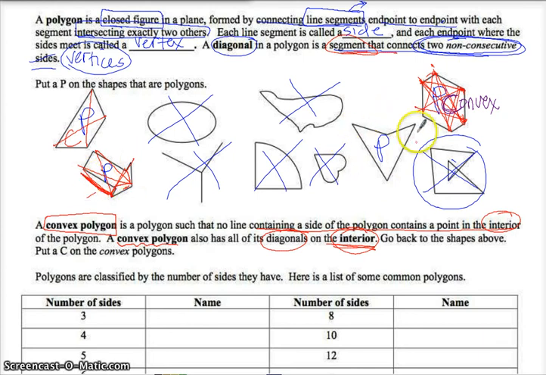And finally, this one over here. Well, right here is a diagonal. Oh, no, that's not a diagonal, sorry. This is the only diagonal here, right? Because these are consecutive sides. And that's on the outside. Therefore, this is non-convex. So we only have two convex polygons. They are these top left and top right shapes.